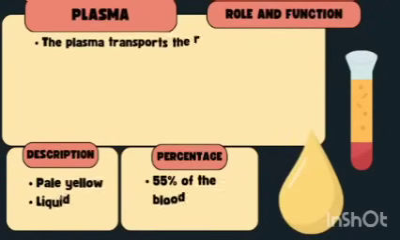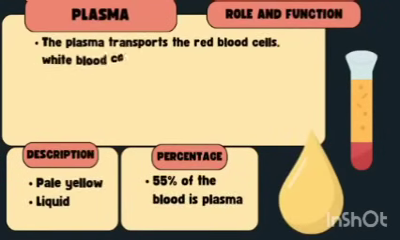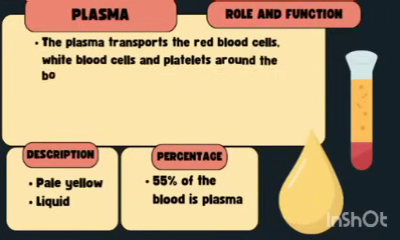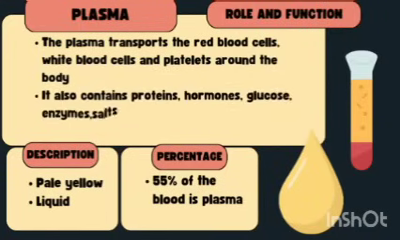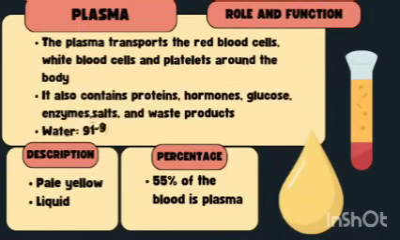Now the last component of the blood is the plasma. Plasma transports the red cells, white blood cells around the body, hormones, glucose, enzymes, salts, and waste products. It contains around 91 to 92% water. Its color is pale yellow and it is in liquid state. Its percentage in blood is quite high, that is 55% of the blood is plasma.